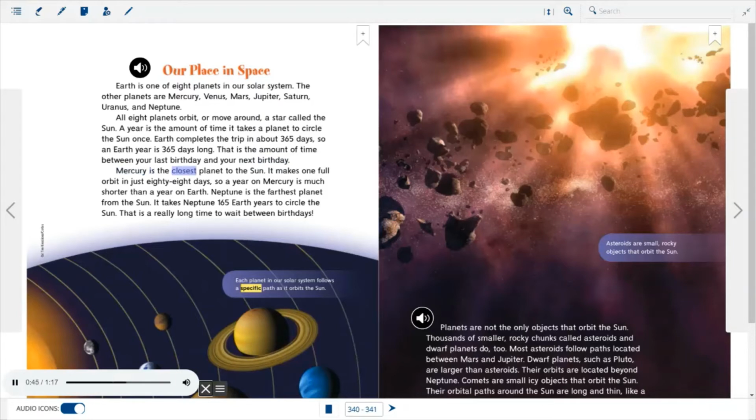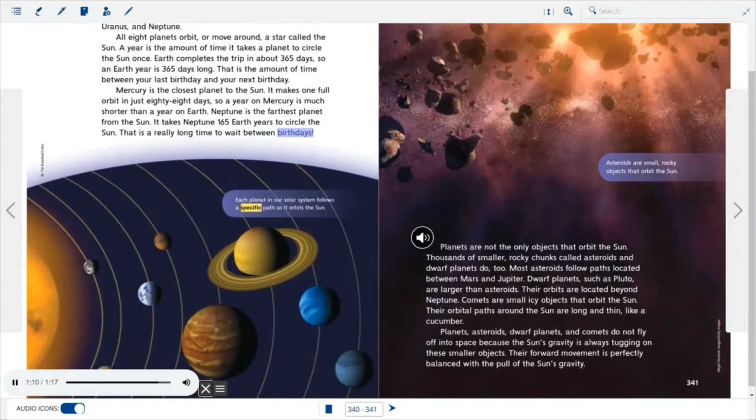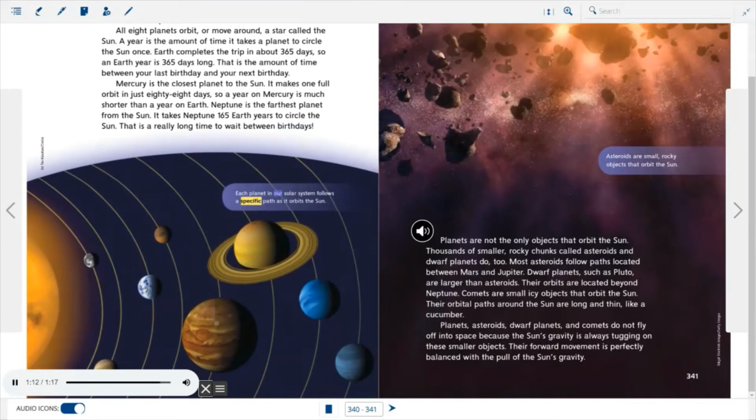Mercury is the closest planet to the Sun. It makes one full orbit in just 88 days, so a year on Mercury is much shorter than a year on Earth. Neptune is the farthest planet from the Sun. It takes Neptune 165 Earth years to circle the Sun. That is a really long time to wait between birthdays. Each planet in our solar system follows a specific path as it orbits the Sun.